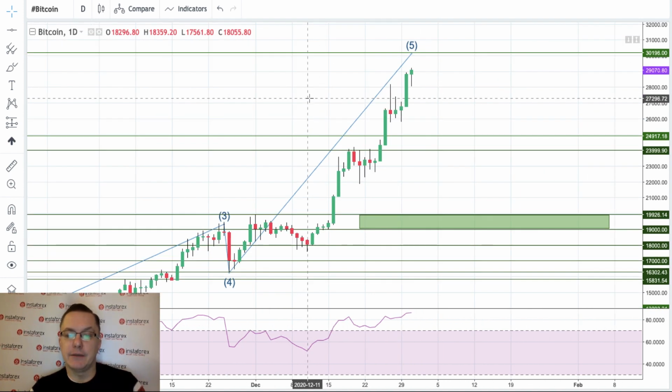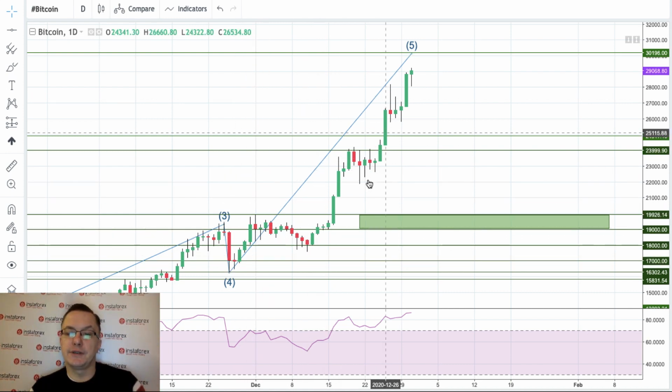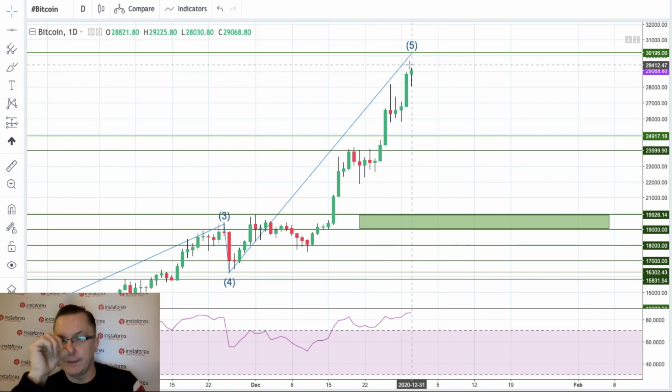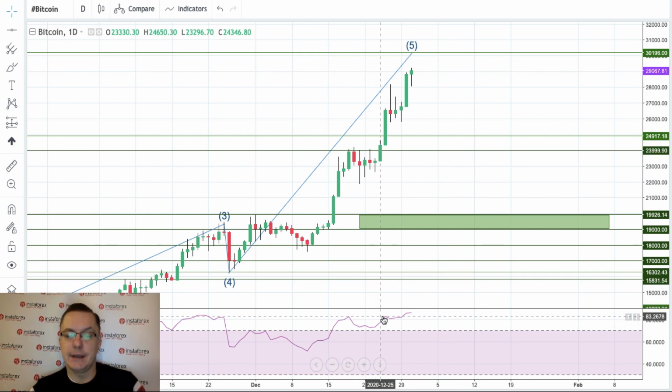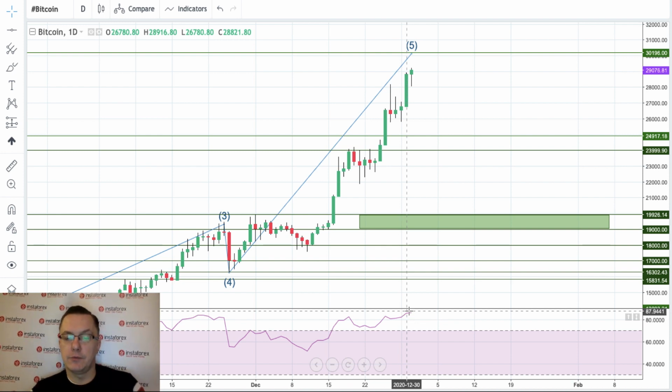And we can see some kind of a correction on this market. As you can see, 1, 2, 3, 4, and this is the extension of the fifth wave. So we are very close in Bitcoin to hitting 30,000 or 30,196, and then starting some sort of correction towards lower levels. As you can see, this RSI indicator shows us that the market is extremely overbought on the daily time frame chart. So right now, please be careful with this situation, because we might start a correction anytime soon.